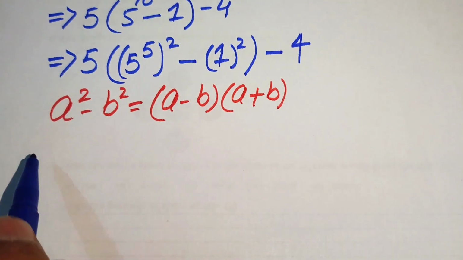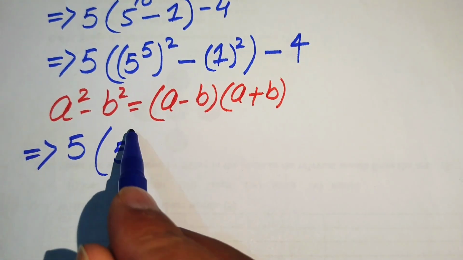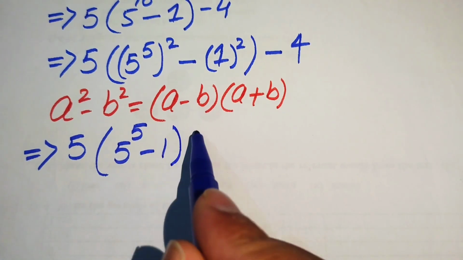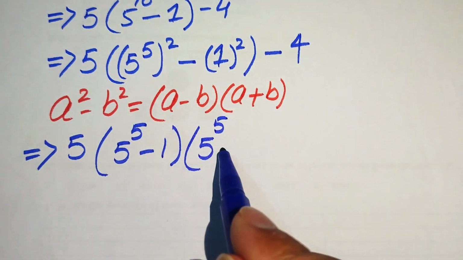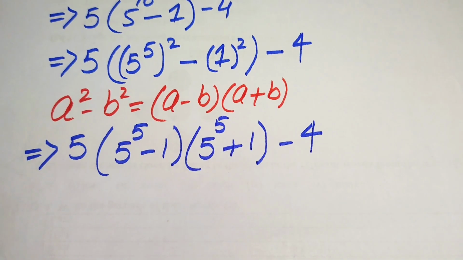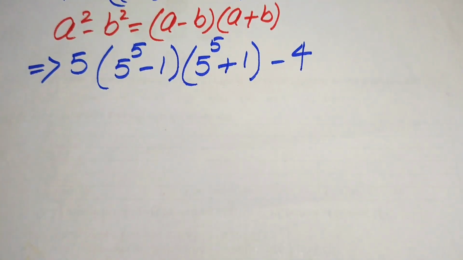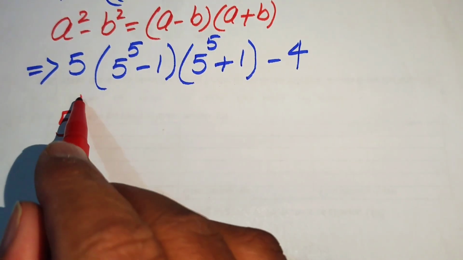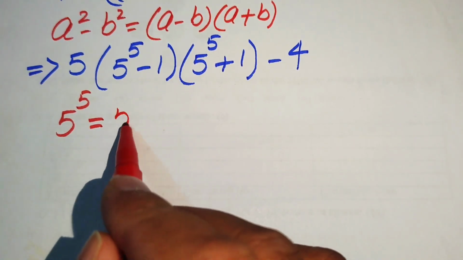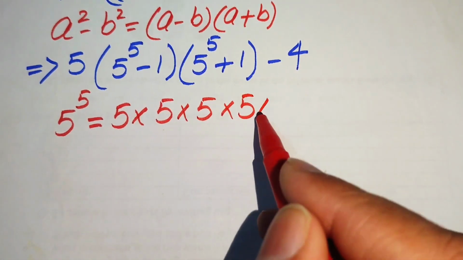Now we use this nice formula to solve the above algebraic expression. After applying this formula, our expression is written as 5 into 5 to the power of 5 minus 1 into 5 to the power of 5 plus 1, and this is minus 4. After this step we focus on the term 5 to the power of 5. We know that 5 to the power of 5 is equal to 5 times 5 times 5 times 5 times 5.